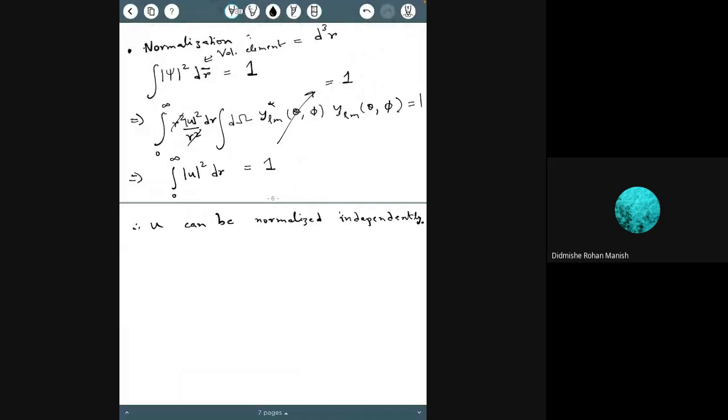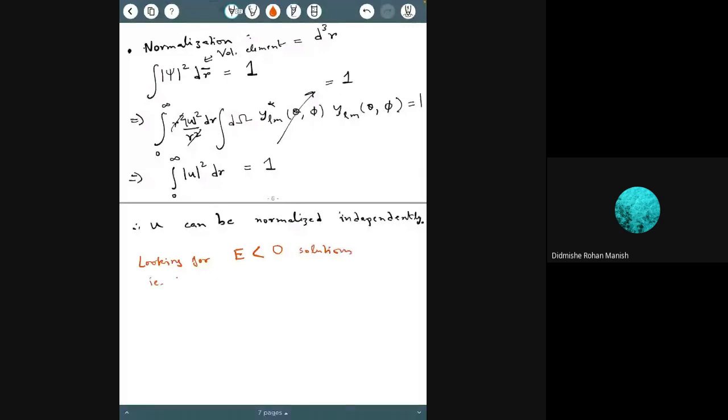Now, we are looking for the solutions of the hydrogen atom which are in this minima. So what we are looking for is the bound solution, the E less than 0 solution.